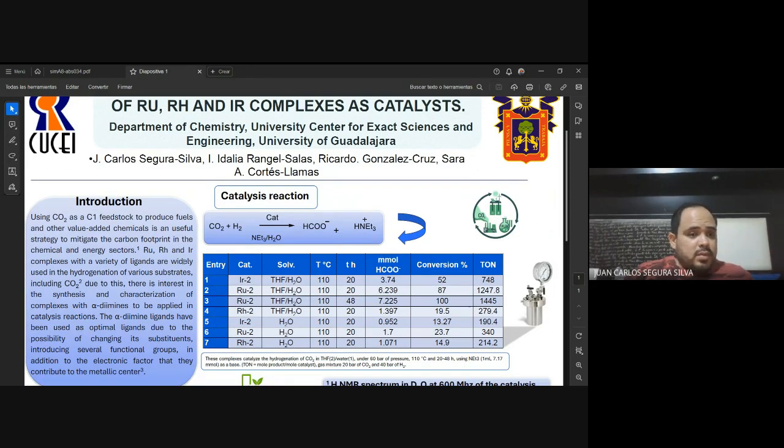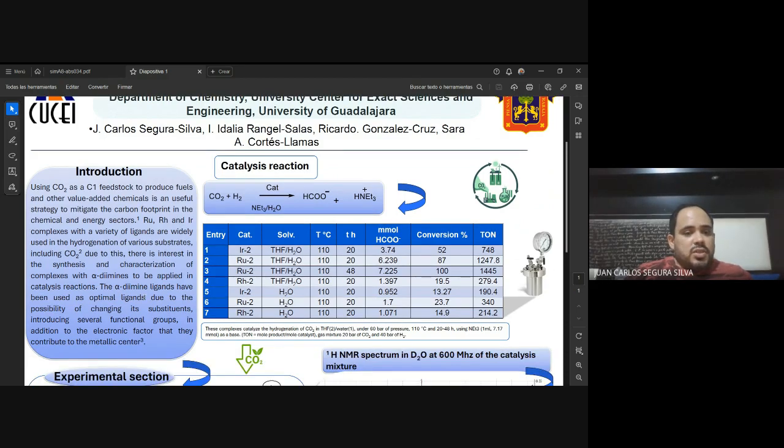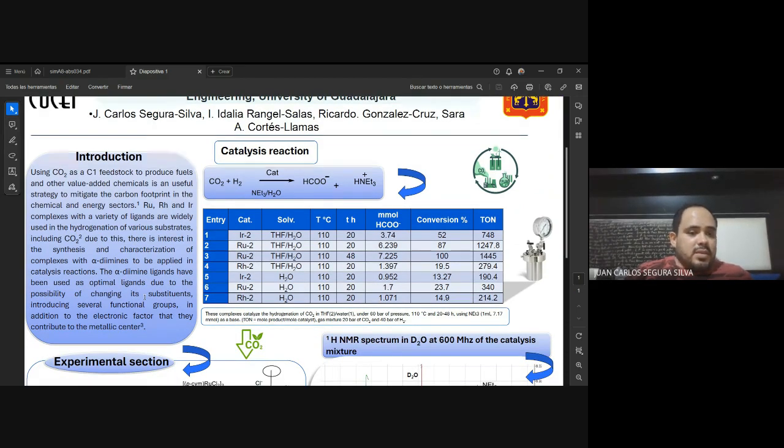Ruthenium, rhodium, and iridium complexes with a variety of ligands are used in the hydrogenation of various substrates, including CO2. We describe the synthesis and characterization of complexes with alpha-diimine ligands to be applied in catalytic reactions. The alpha-diimine ligands have been used as optimal ligands due to the possibility of changing substituents, introducing several functional groups, in addition to the electronic factor that they contribute to the metallic centers.